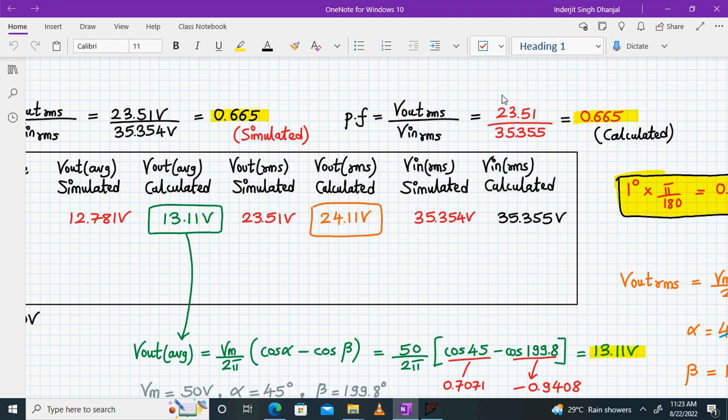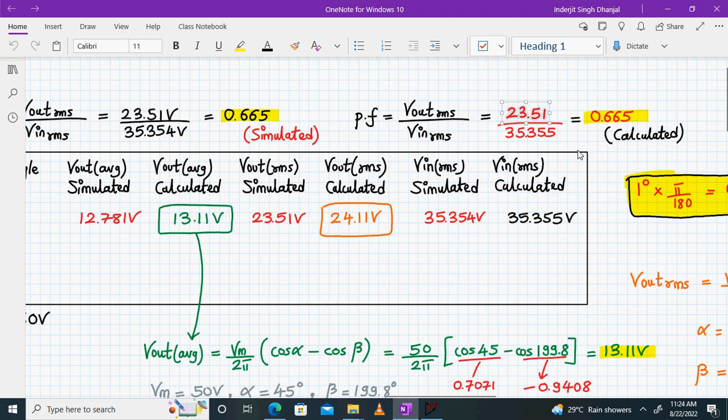Okay, so instead of 23.51, it will be 24.11 divided by 35.355, right? So this power factor comes out to be 0.681. Instead of this value, it will be 0.681. Please note down that change.